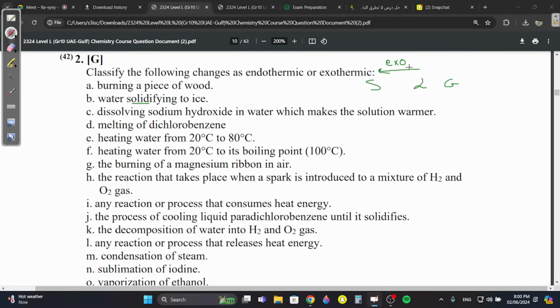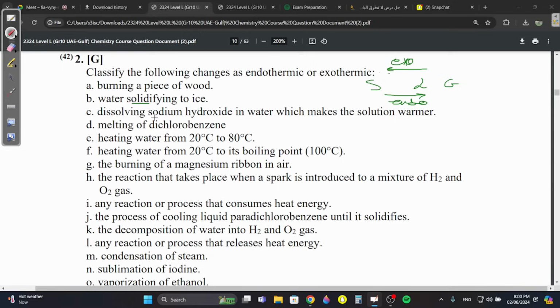Always remember, liquids are less tightly packed than solids. Okay. When bonds are being formed, you're releasing energy, so it's exo. So always remember, when you're going to the left, it's exo. But when you're going to the right, it's endo. So this is exo. This is endo.